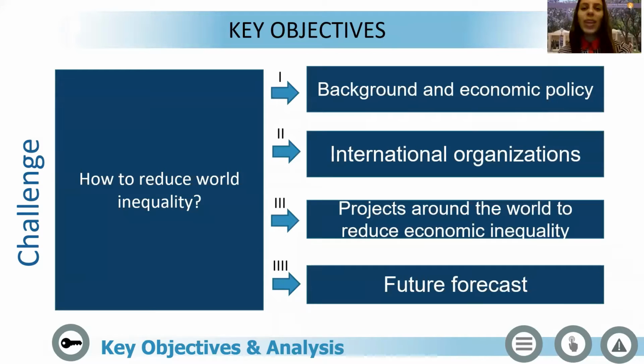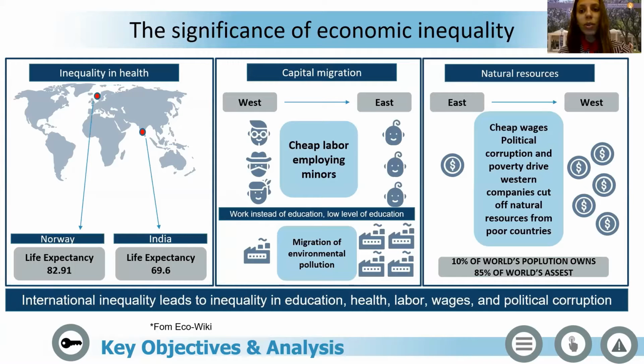Thank you, Elad. Today we will deal with the question: how do we reduce global inequality? We will go over four main pillars: background and economic policy, international organizations, projects around the world, and future forecast. The issue of inequality concerns the world because of the effects it has on the existence and the continuation of the world. Although there are many more inequality influences, we will introduce three main areas today as examples. The first is inequality in health, the second is capital migration, and the third is natural resources.